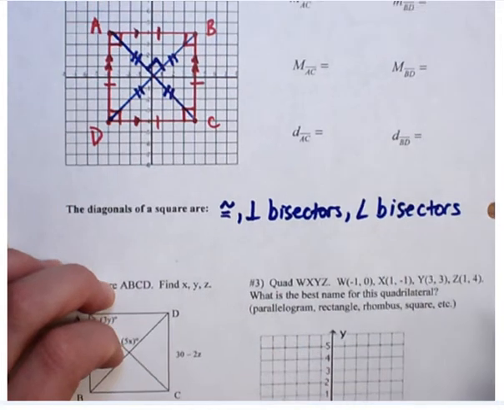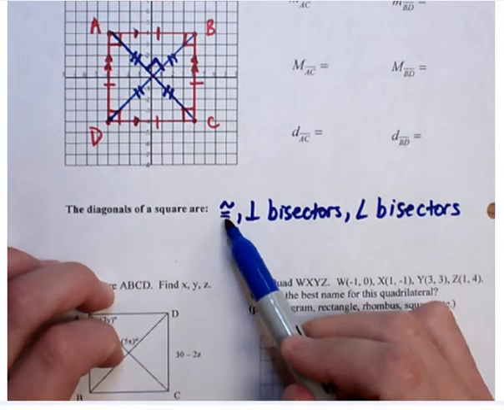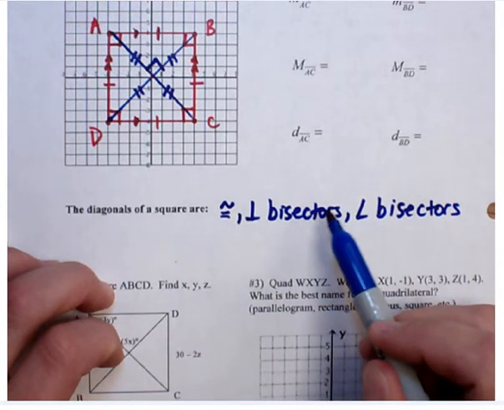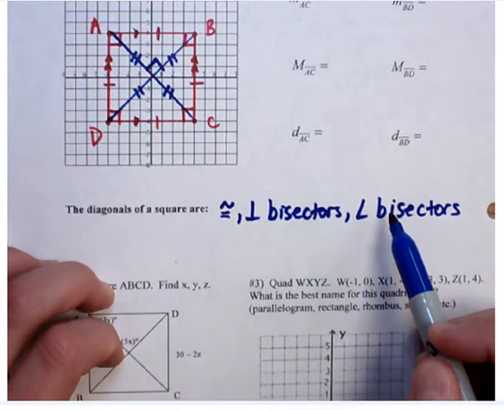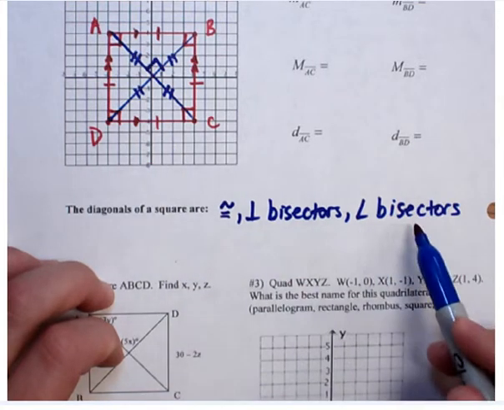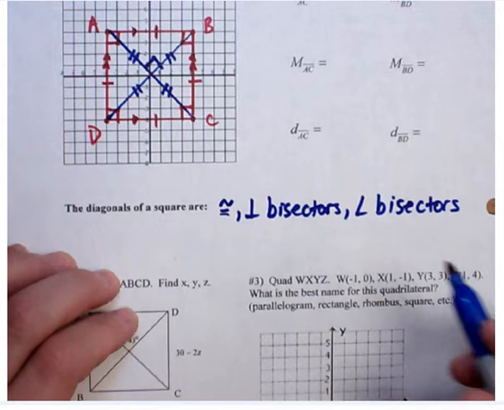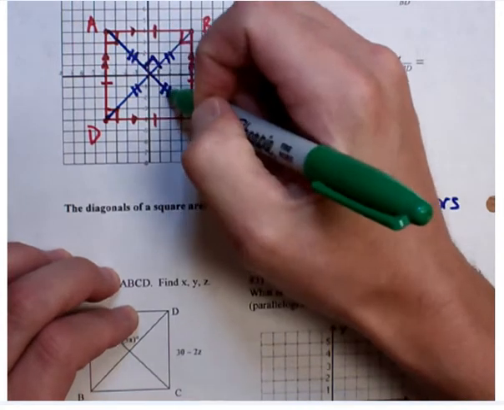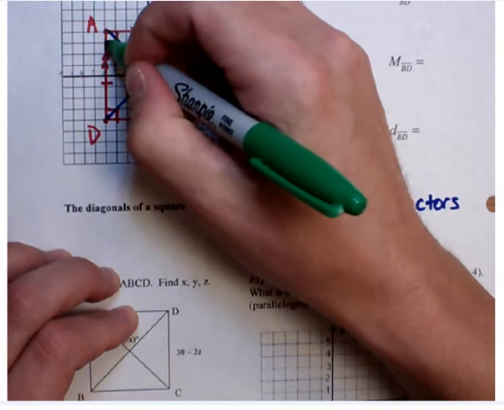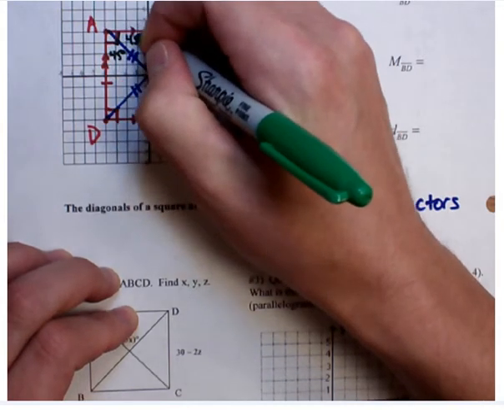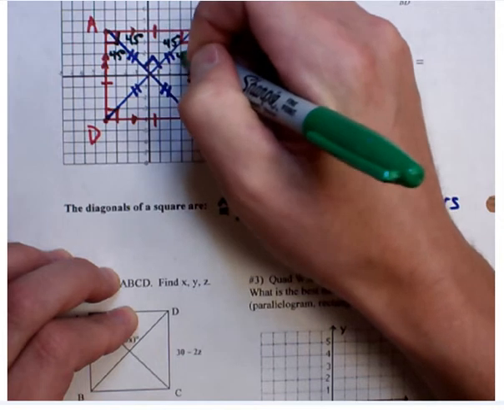So if it's a rectangle, diagonals are congruent. If it's a rhombus, diagonals are perpendicular bisectors and angle bisectors. If it's a square, all three. You've got all these. Okay? Now, the other thing about a square is that if the diagonals bisect the angles, if you bisect the 90, well then you know that each piece is 45 degrees. So all of these are 45s.